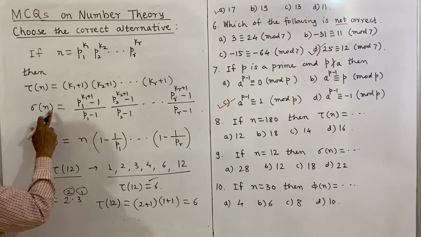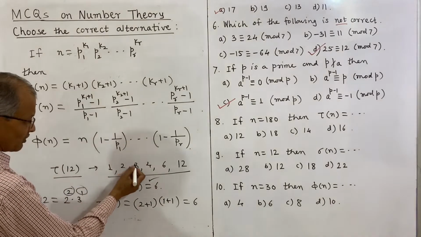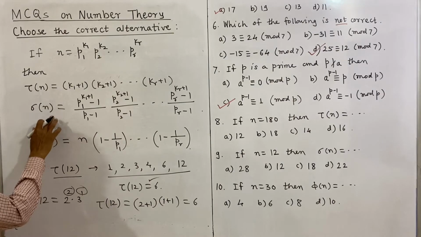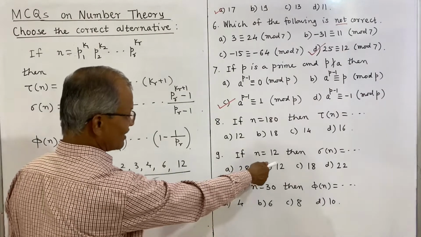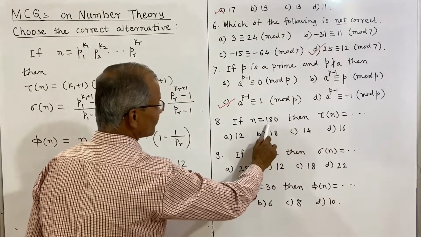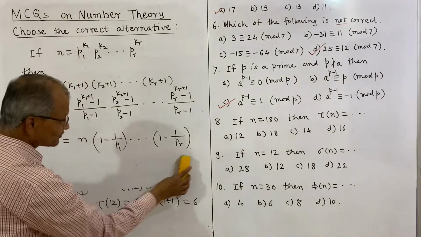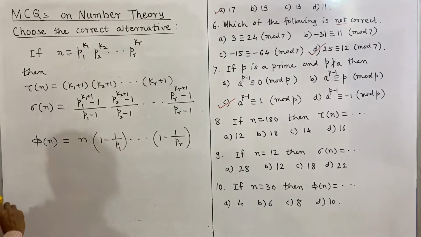And what will be sigma of n? Sigma of n is the sum of these divisors, that is 1 plus 2 plus 3 etc., and that can be obtained by this formula. We are going to find sigma of n here, but first we shall see what the tau of n is. For that purpose we shall consider n equal to 180.